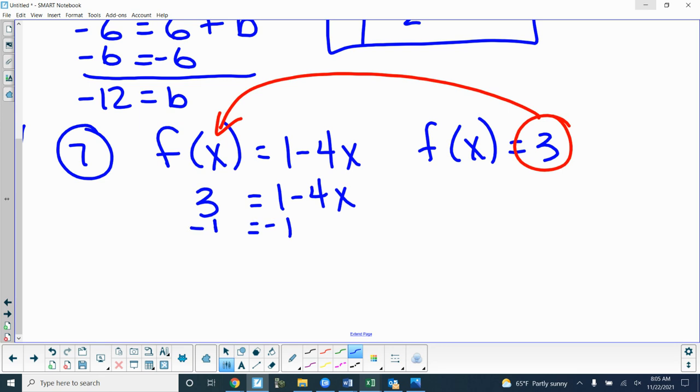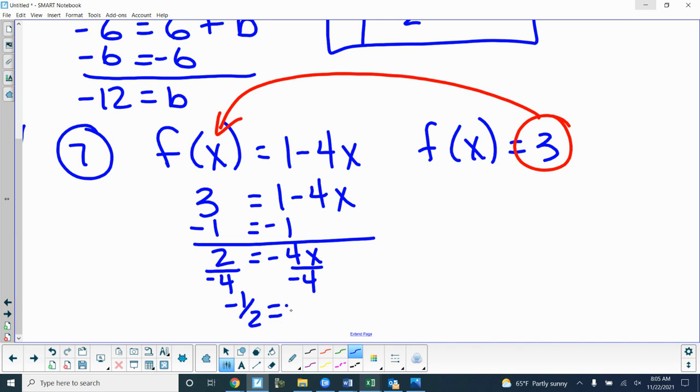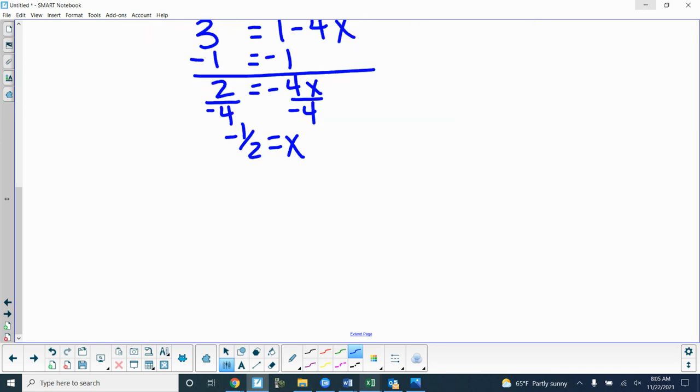Subtract 1 to solve for x. Divide by negative 4 to finish it out. That's negative 1/2 equals x. So if I would put f of negative 1/2, that answer would be 3. Okay? So, again, it's an easy problem. Make sure you put the 3 in the right spot, that's all.